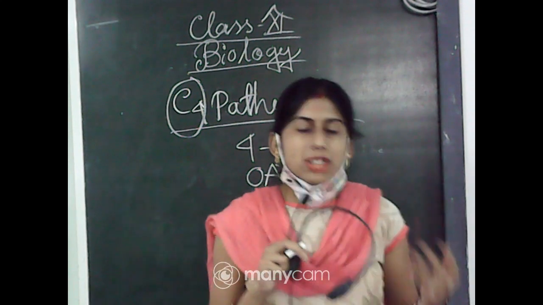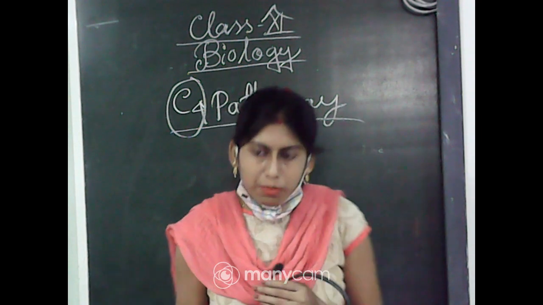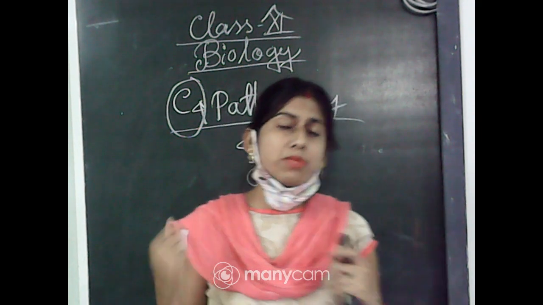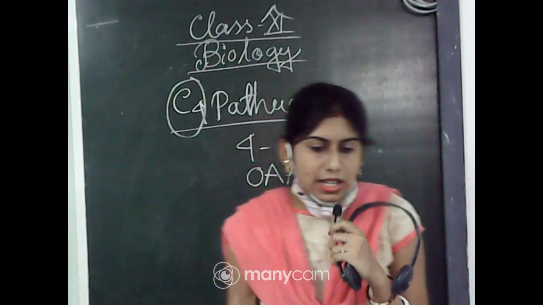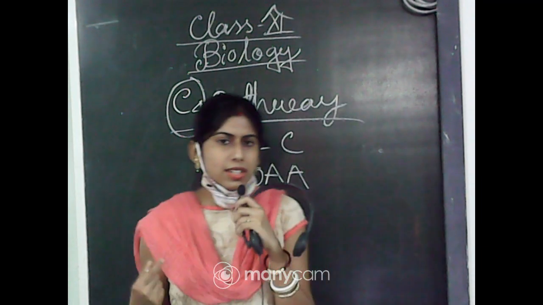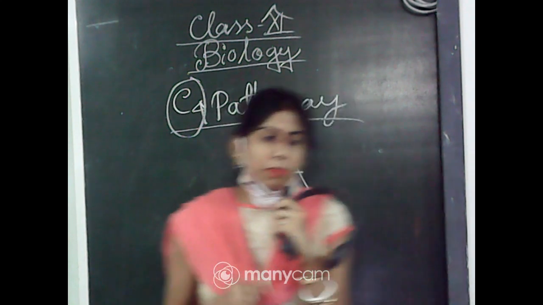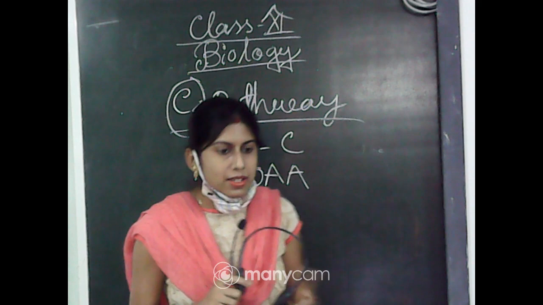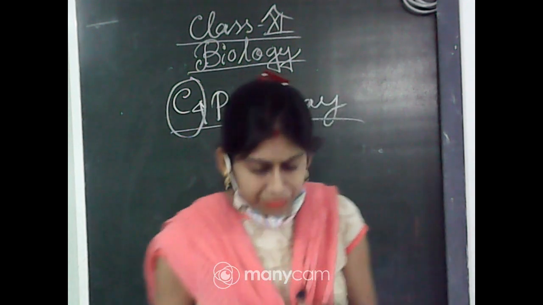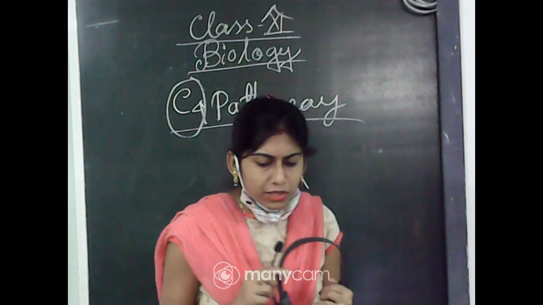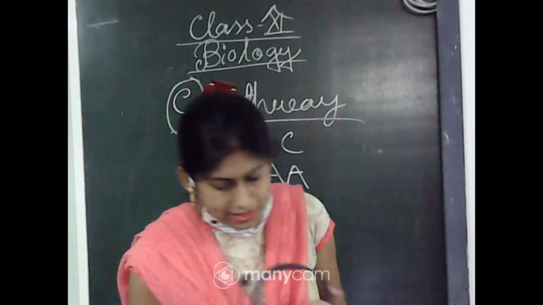So in which type of plants can this C4 pathway be seen? It can be found mainly in the plants of dry tropical regions, which can face high temperature and high light intensity. Such examples are sugarcane and maize. In this type of plants, this C4 pathway can be seen, where the first carbon dioxide fixation product is a 4 carbon compound, that is oxaloacetic acid.